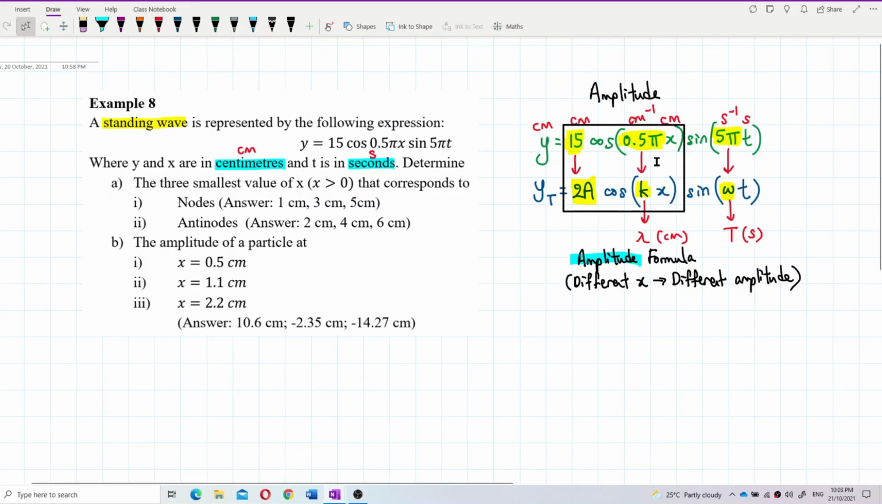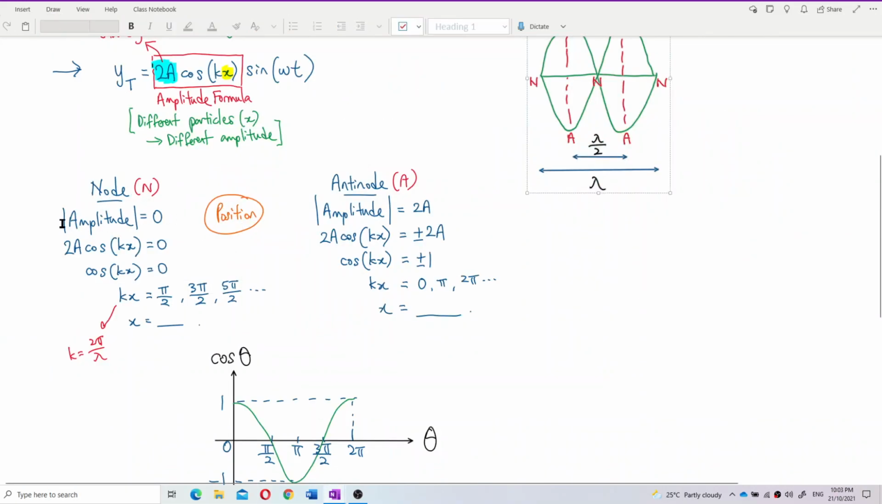So we know this part, this is the amplitude. Okay, to find out the nodes and antinodes, we use the amplitude formula. And we know for a node, the amplitude is equal to 0. For an antinode, the amplitude is equal to the maximum amplitude 2a. And then from here we can find the x.